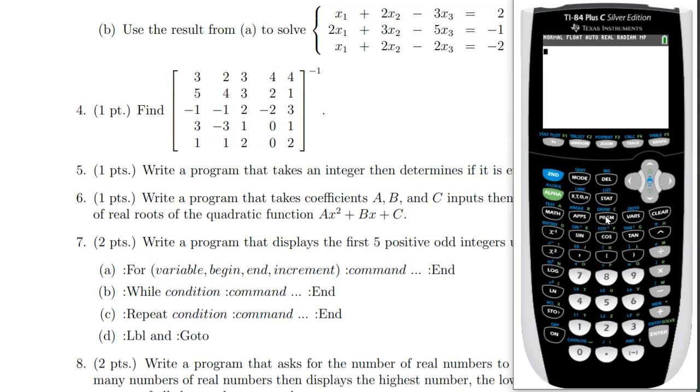So we're going to hit program, go into program, and do a new one. I'm going to create a new one and give it a name. Let's see. Can I just call it 5? Yeah, I can call it 5, right? Hit enter. Oh, maybe it cannot be a number.